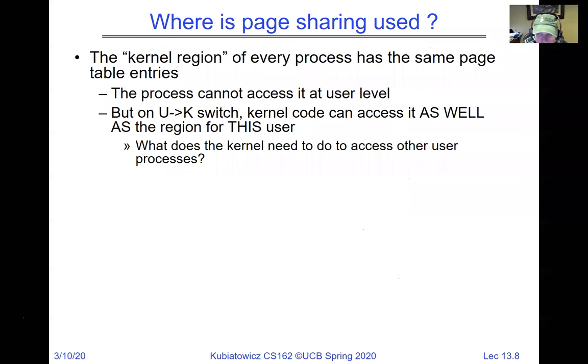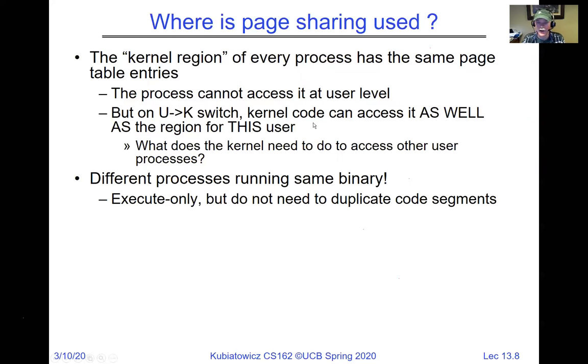Now, where is page sharing useful? Well, the kernel region of every process typically has the same page table entries, and although we'll talk about some of the consequences of that in a second, the process can't access it. But when we're running in kernel mode, the kernel can get at stuff easily. It allows the kernel to have access to the user's pages. So what happens is when we go into kernel mode, the kernel gets all of the user's pages. All right.